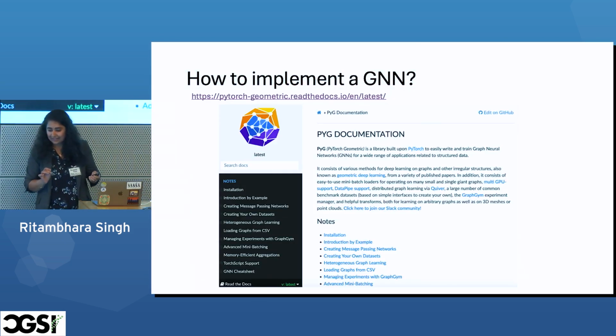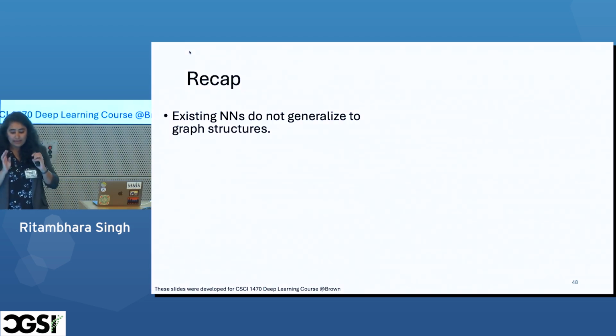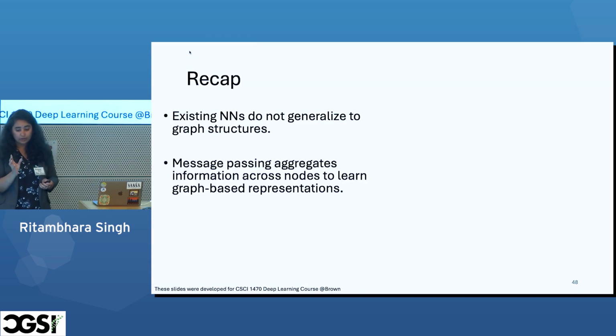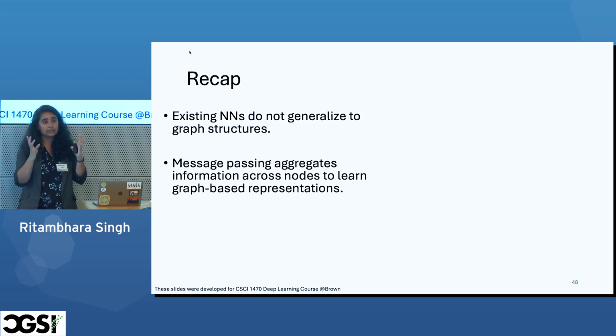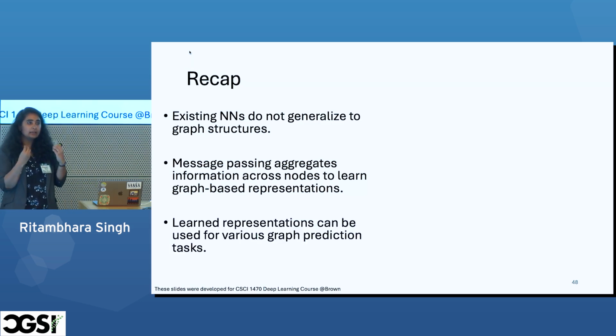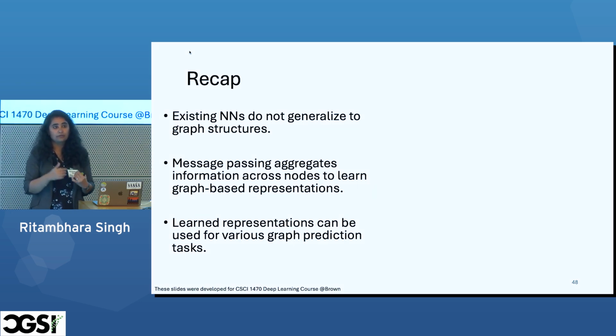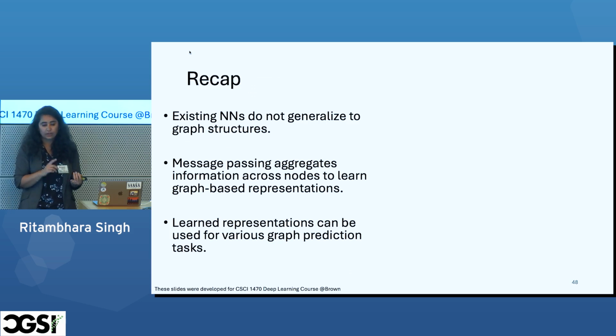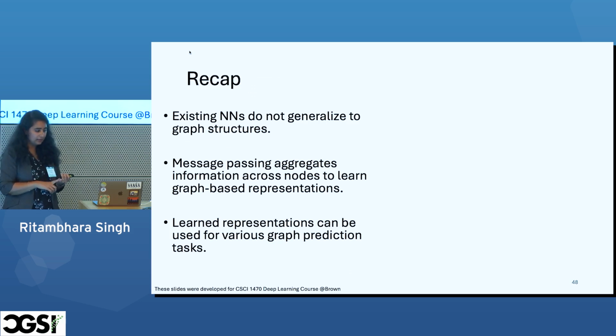All right, fantastic. So just to recap, the existing neural networks like CNNs and RNNs do not generalize easily to graph structure. So that's why researchers designed a specific message passing scheme that creates information between the neighboring nodes and then aggregates it to model the relationships that exist in the graph. And once you have these nicely aggregated representations for your nodes, you can use them for any downstream prediction task on the graph, ranging from node classification, edge classification, link prediction, and graph classification.